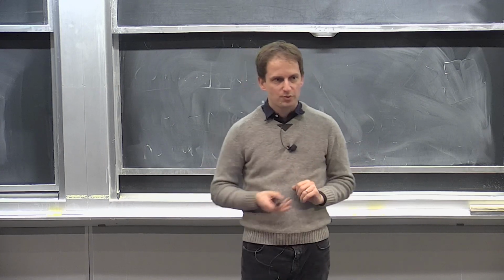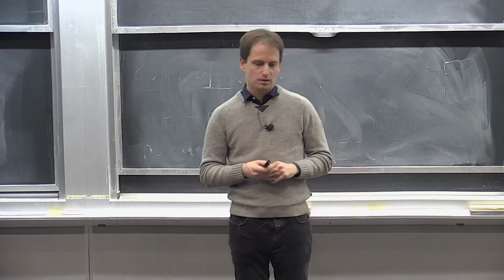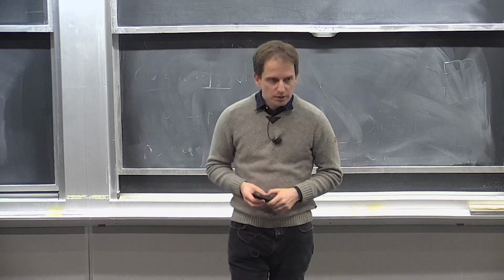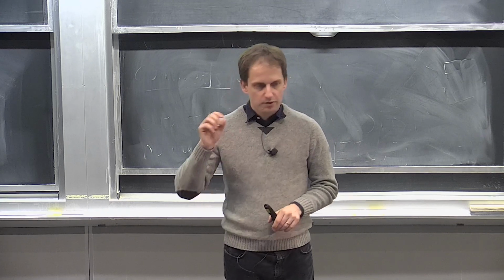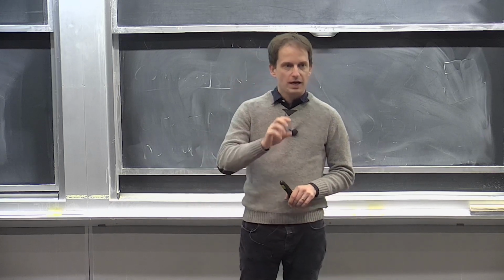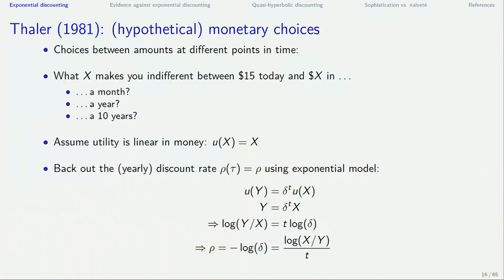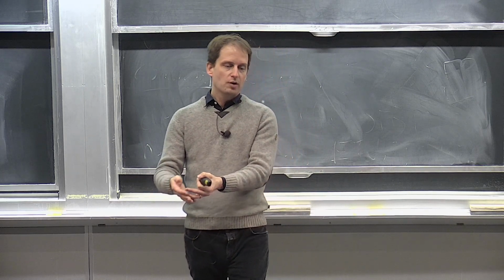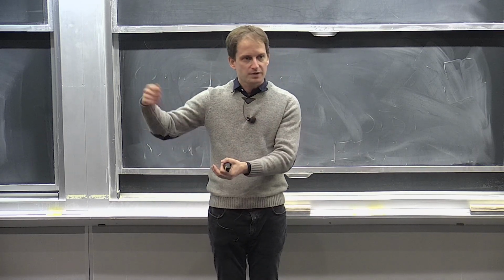For our purposes, what we're going to assume for now is that your utility is linear in money, u of x equals x. And then what you can do is, if I give you an amount y, say $15, I then ask you what makes you indifferent between x dollars a month or a year from now. I'm just going to write down an equation: u of y, the utility of getting the $15 right now, you're indifferent between that, because you just told me so, and u of x, where x is the amount that you just told me.